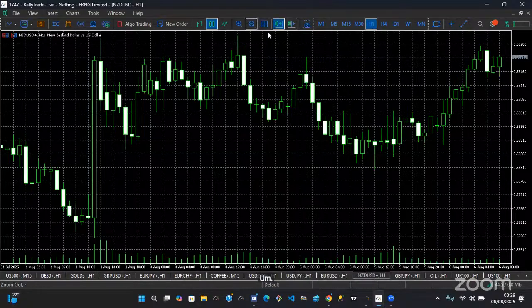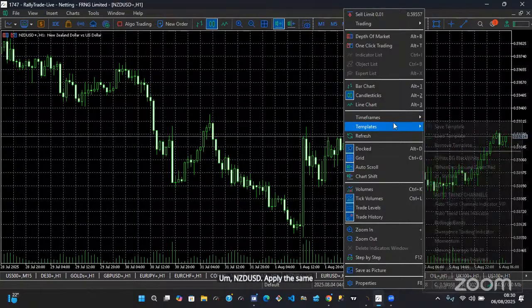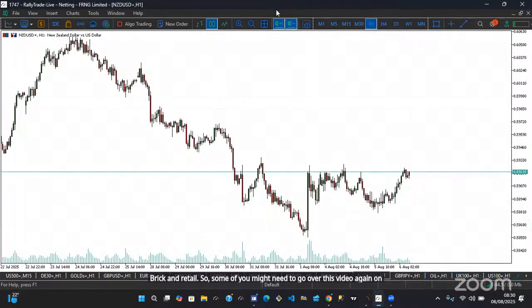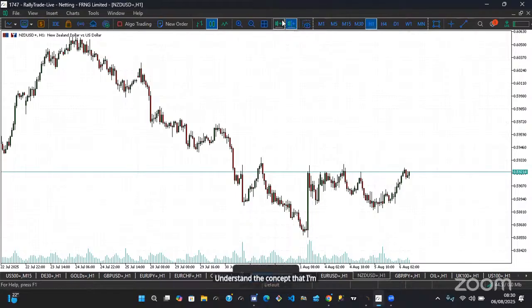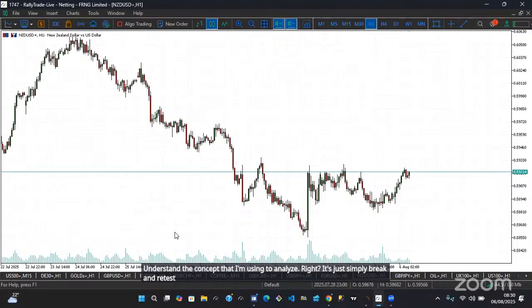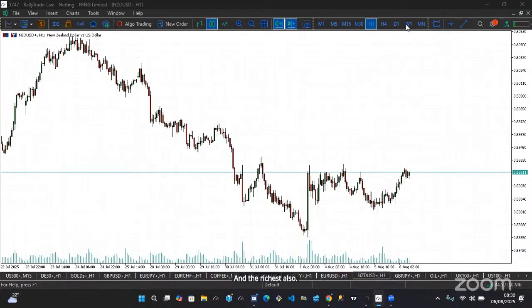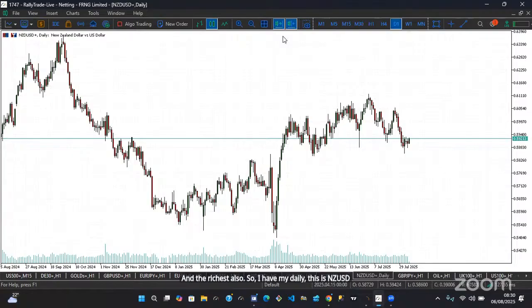NZD USD, apply the same method, break and retest. So some of you might need to go over this video again on YouTube, watch it, understand the concept I'm using to analyze, right? It's just simply break and retest. The break is going to be seen from your higher time frame and the retest also. So I have my daily, this is NZD USD on the daily time frame.